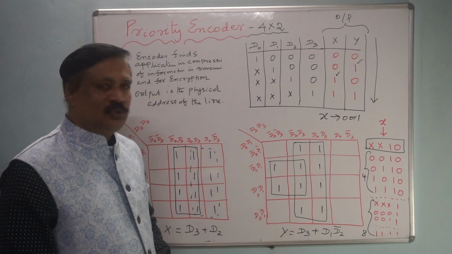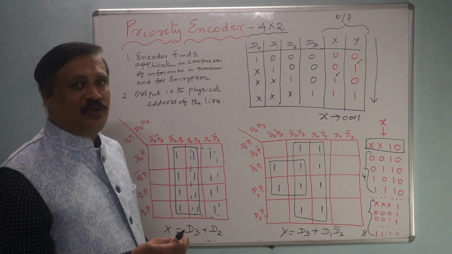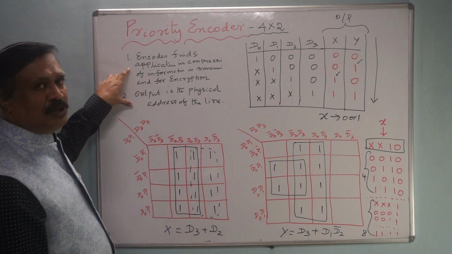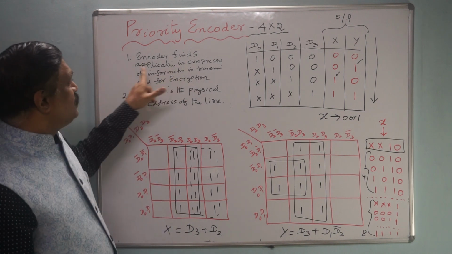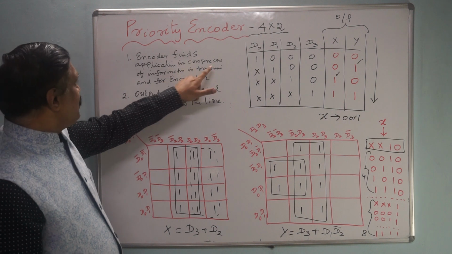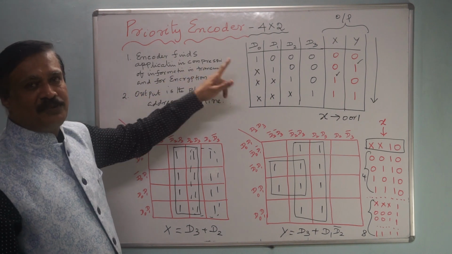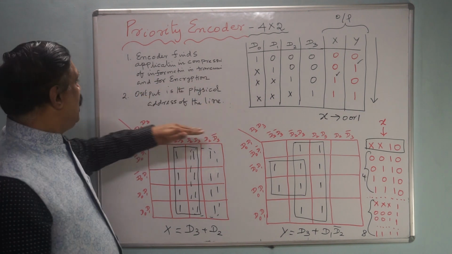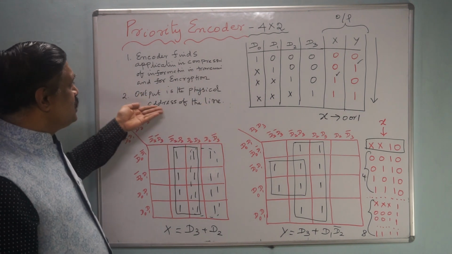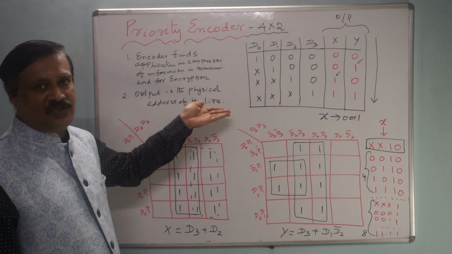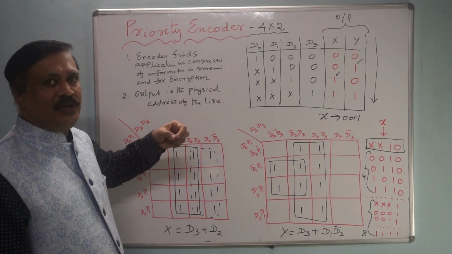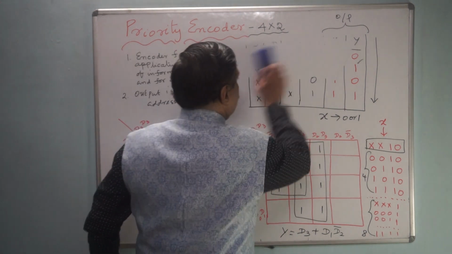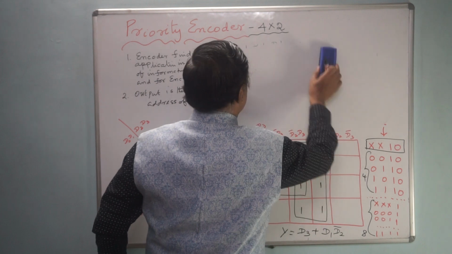Now you got two equations. Now you have to design the circuit. And here I have given some important concepts. Encoder finds application in compression of information in transmission or storage and for encryption. And next one, the output is the physical address of the lines. They may ask in 2 marks or fill in the blanks like this.